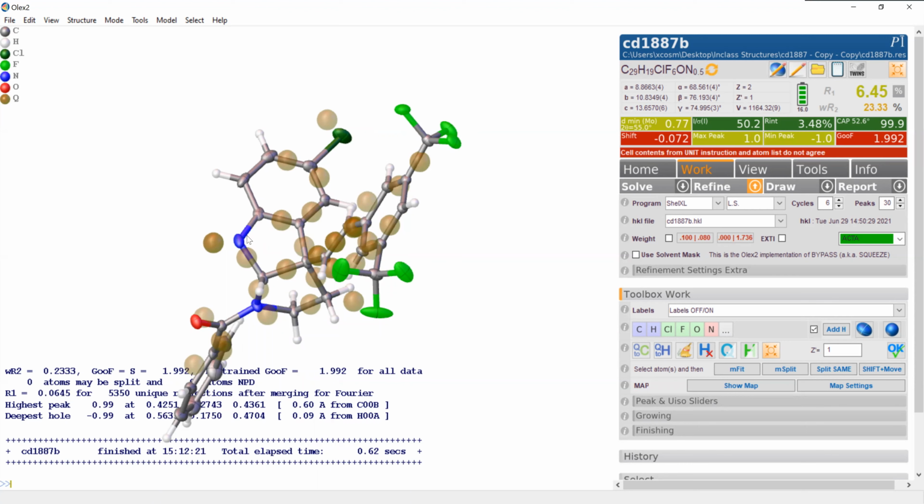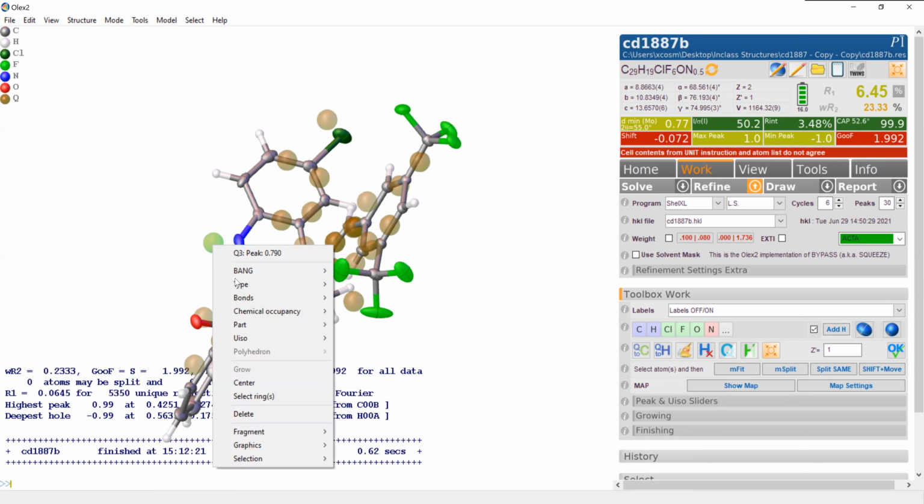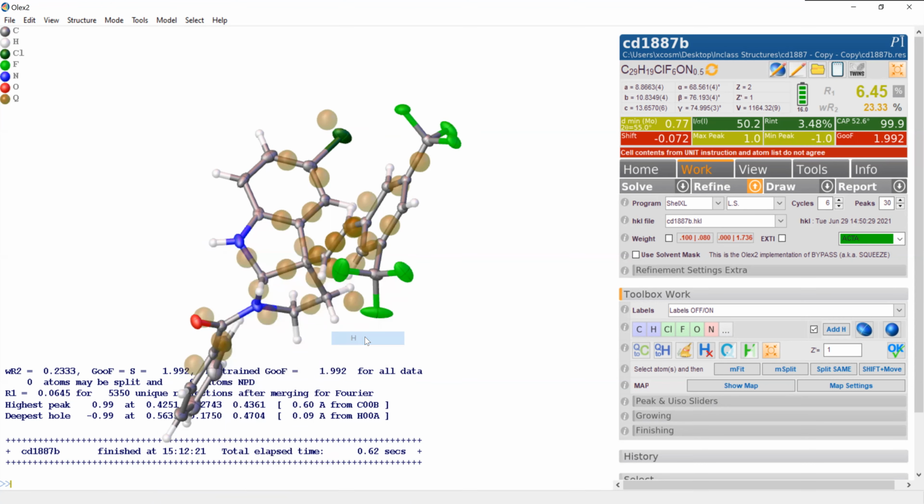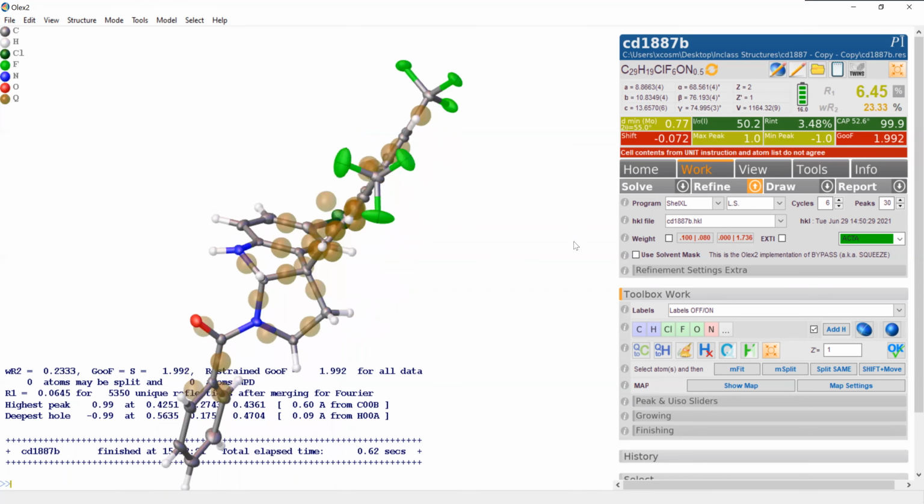Well, yes, because this nitrogen only has 2 bonds here, which are single bonds. So therefore, there must be a third bond, which is a hydrogen. So if you right click, type hydrogen, you can turn that into a hydrogen atom. And then we click refine.